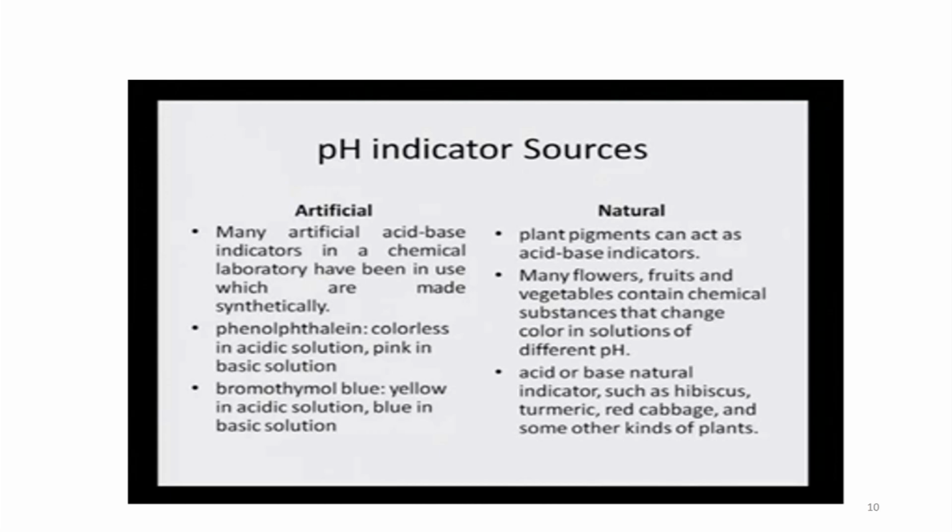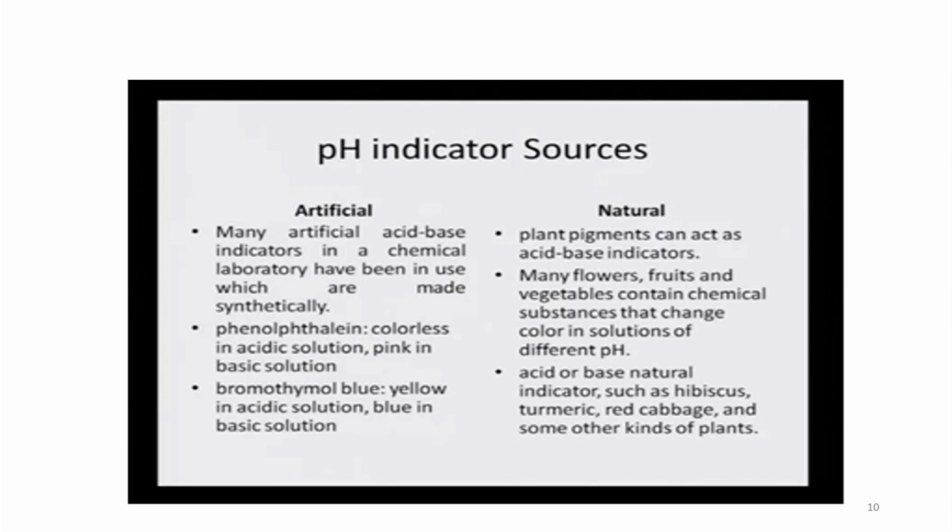Many artificial acid base indicators in a chemical laboratory have been in use, which are made synthetically. Phenolphthalein is a colorless solution in acidic medium and pink in basic solution. Bromothymol blue is yellow in acidic and blue in basic solution. So, these are some of the artificial pH indicators.